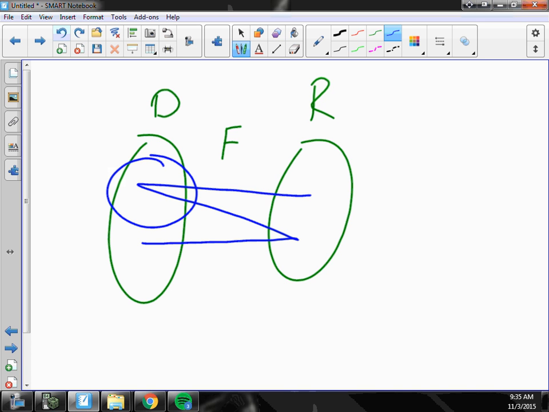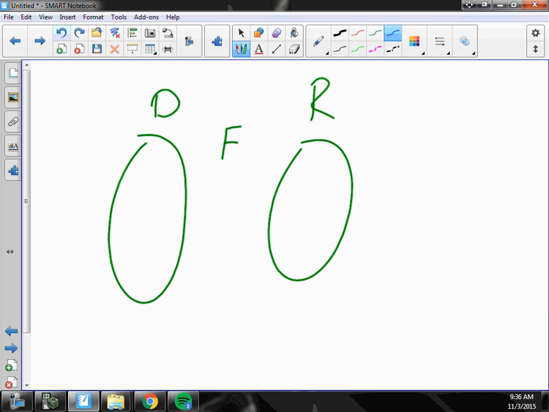And essentially what it means is, if you plug in the number 7 into a function, are you always going to get the same answer? Yes. X equals 7 only has one output attached to it. So that's function. What about one-to-one?